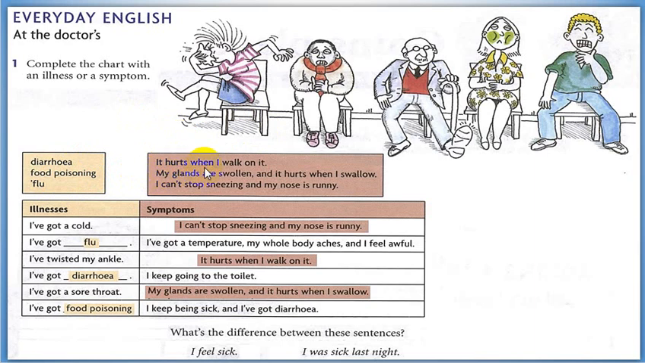Symptoms here, it hurts when I walk on it. My glands, معنى خلي انتو تعرفوا, my glands are swollen and it hurts when I swallow. I can't stop sneezing and my nose is runny. Okay, هاي الأعراض. فهنا عندنا chart الترتيب مالته إنه illnesses الأمراض, symptoms الأعراض.